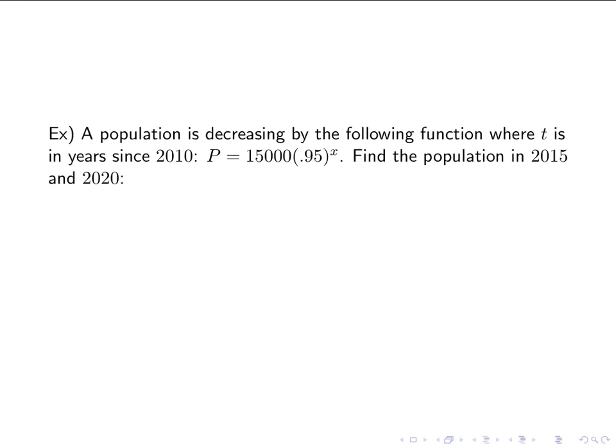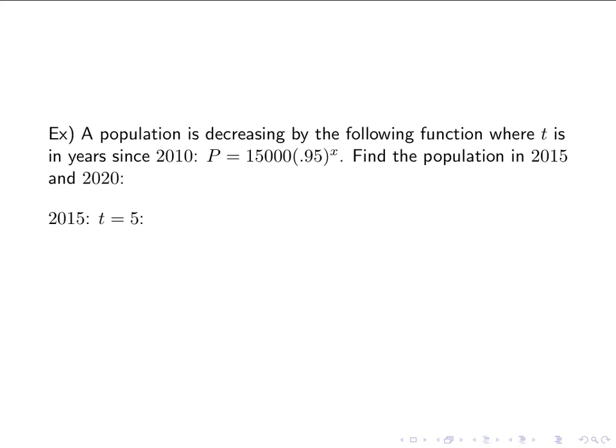Notice it says the population is decreasing, and my b is 0.95, so that makes sense. B is less than 1, so I know it's a decreasing function. I know it's going to look something like this, again because b is less than 1. So find the population in 2015 and 2020. Remember that the variable is in years since 2010. So 2015 is 5 years since 2010.